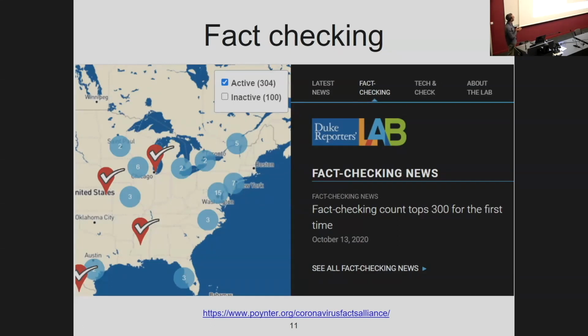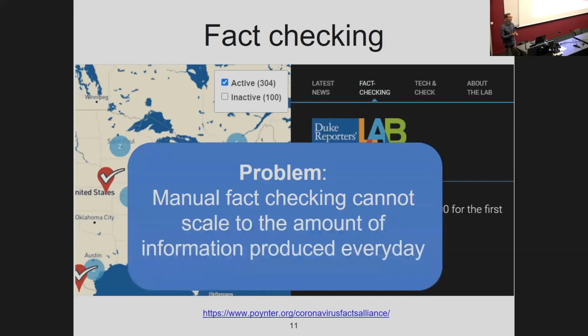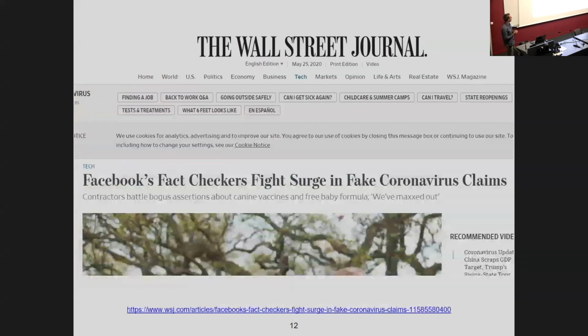You see that 300 groups doing one or two fact checks per day is not going to cover the huge amount of false information that is created every day. So of course, the challenge here and the motivation for what I'm going to present is that manual fact checking cannot scale to the amount of information that is out there, new, created every day, circulating, shared, etc. Okay, and you don't have to take my word for this. There is a lot of evidence.